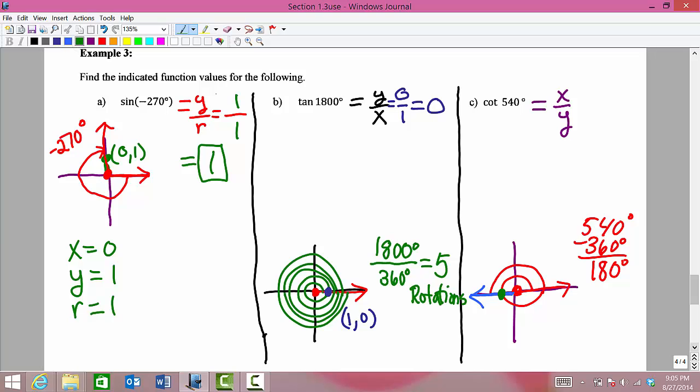We're going to pick a point on our terminal side, which would be (-1, 0), and we need to know x and y. X is -1, y is 0, and any number divided by 0, of course, would be undefined.